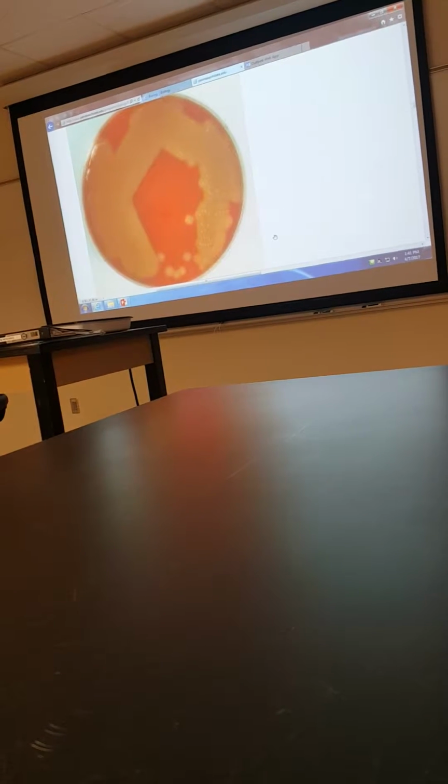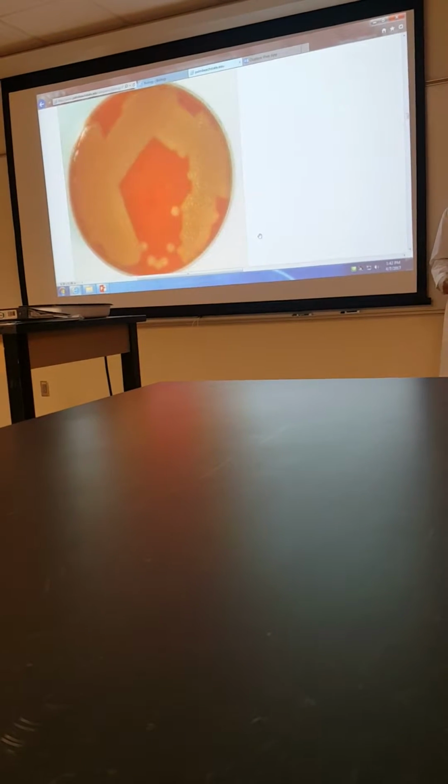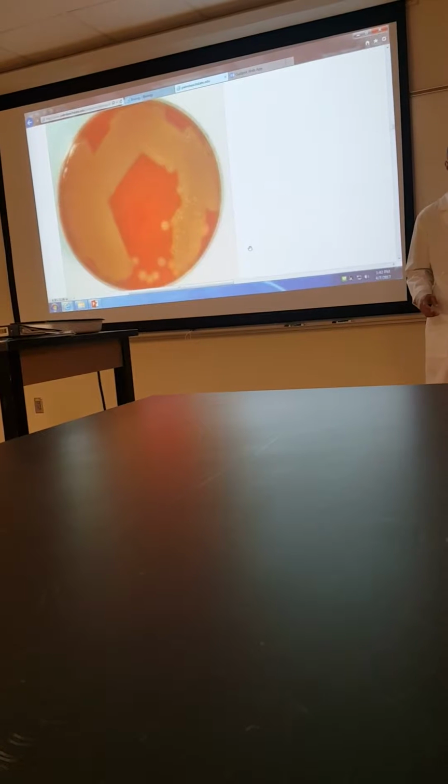Which organism could this be? Well, what type of hemolysis is it? It is beta, complete destruction of red blood cells. So what are the 2 organisms that we studied that cause beta hemolysis? Only 2, Staph aureus and Strep pyogenes. So either one would be.